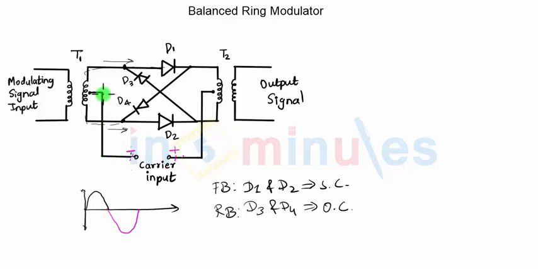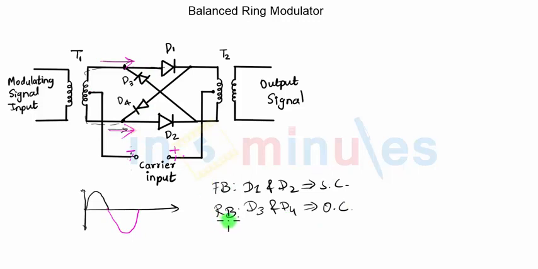So now the negative cycle goes to the anode of D1 and anode of D2. And because the negative cycle goes to anodes of D1 and D2, D1 and D2 will become reverse bias this time. And the same negative cycle goes to the cathode of D3 and cathode of D4 through the center tap terminals, and hence D3 and D4 will become forward bias.